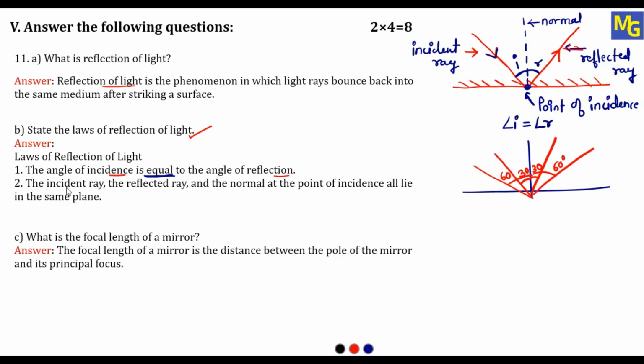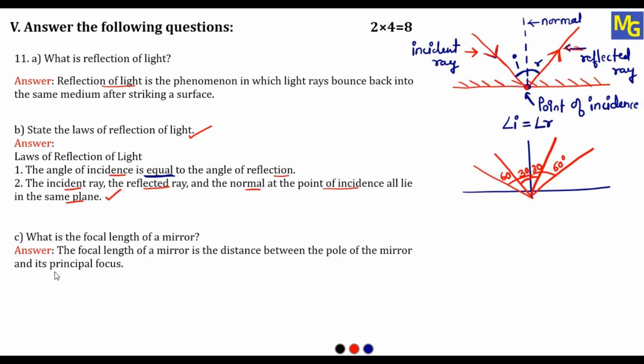The second law is the incident ray, the reflected ray and the normal at the point of incidence all lie in the same plane. So see here, the incident ray which is coming straight and the reflected ray which is going back, bouncing back in the same medium, and the point of incidence and this normal all will lie on the same plane, all will lie in the screen itself. No rays will come out of the screen. That is called as all are in the same plane.